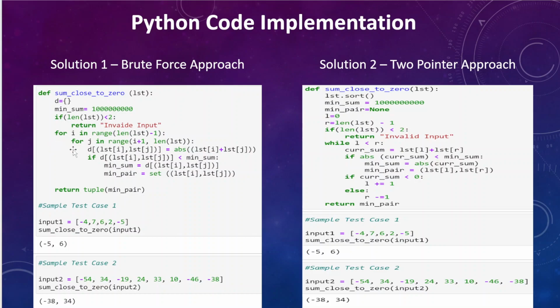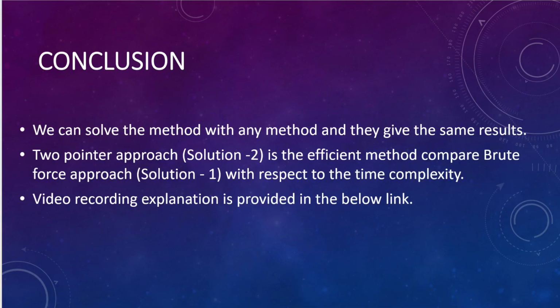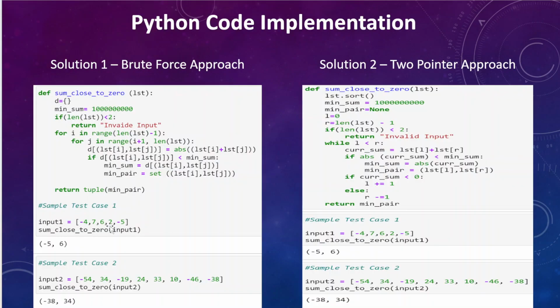We have taken two for loops where the first one goes up to the length of the list minus 1 for i, and for j it's i plus 1 up to the length of the list. Now, if the absolute value of the sum of the two elements is less than the minimum sum, the minimum sum will be set to that sum and the minimum pair will be set to this pair, and it will return the minimum pair. So here you can see in both inputs, we're getting the required value.